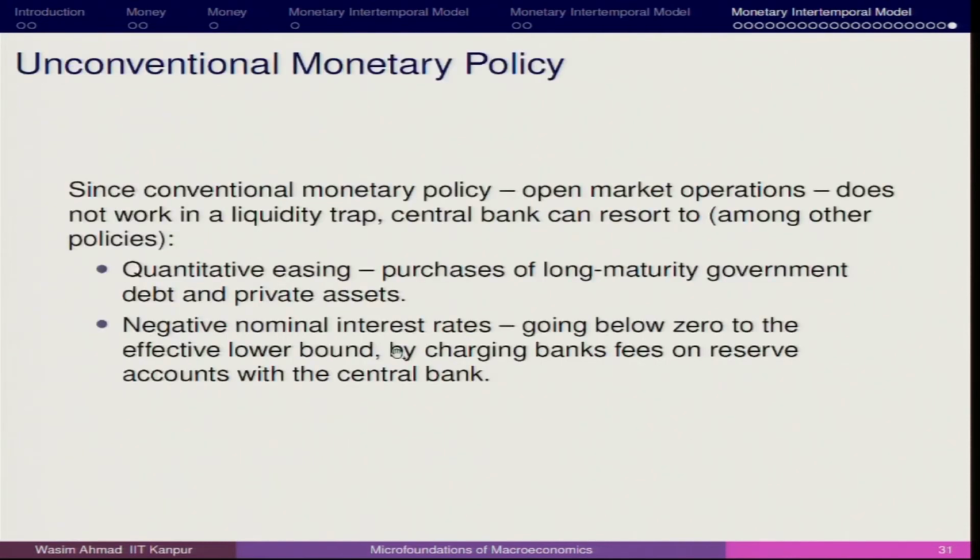Now, here we have the unconventional monetary policy and conventional monetary policy. In case of unconventional monetary policy, there are two types of measures where we often have a lot of role to play, and what are those measures? One is called quantitative easing and another is called negative nominal interest. What is the role of quantitative easing?